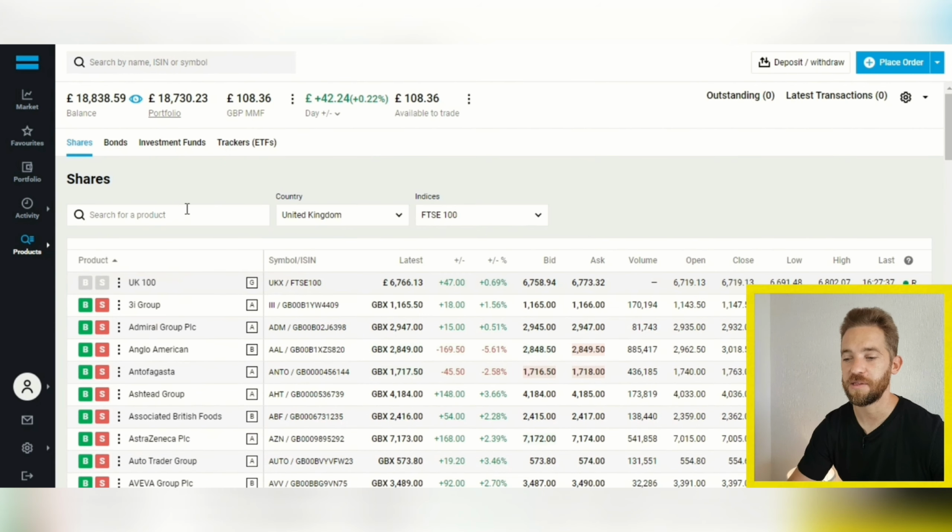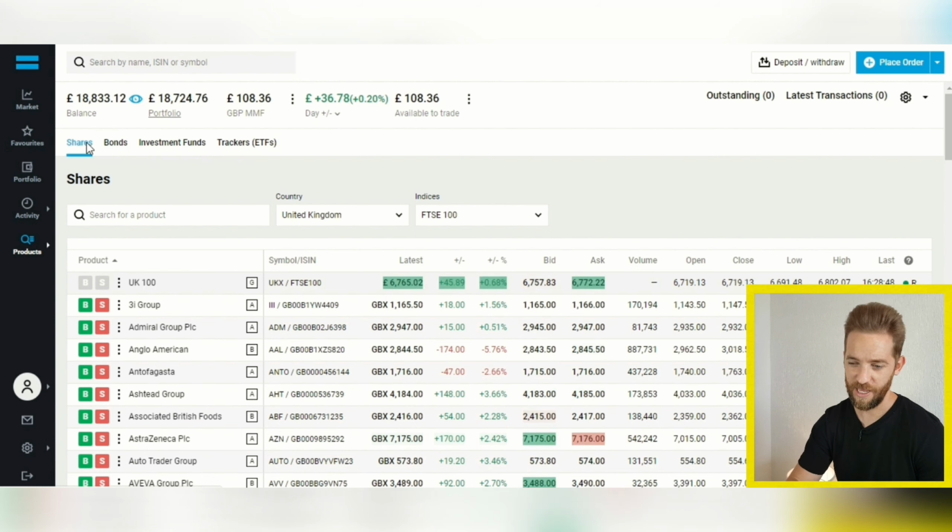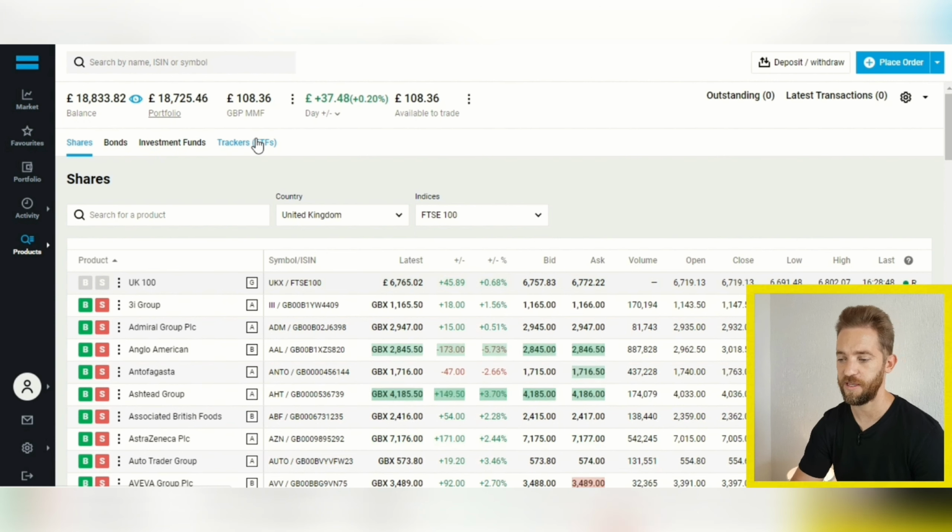Now onto the products tab. Now, depends on which account you're in. You have custody accounts, basic accounts, active accounts, trader accounts, day trader accounts. So each account has access to different products. The custody account is a bit more basic, so I probably have less if you are in one of those other accounts. But I have shares, bonds, investment funds, ETFs and trackers here. So if you did have options and warrants, they would show in this list here.